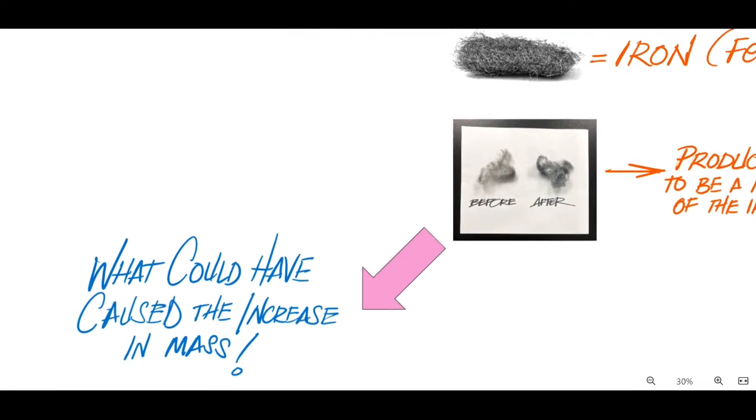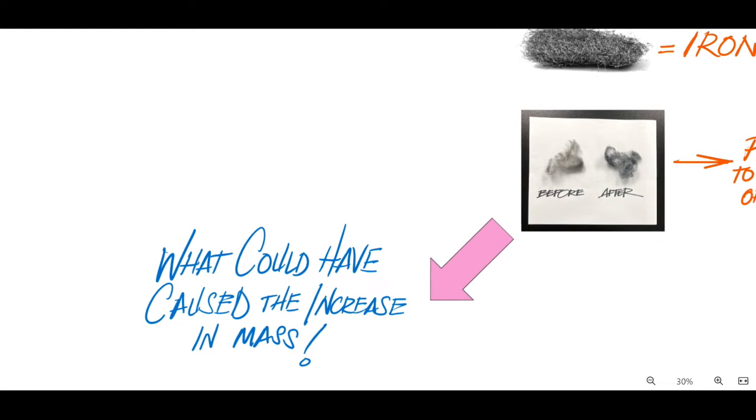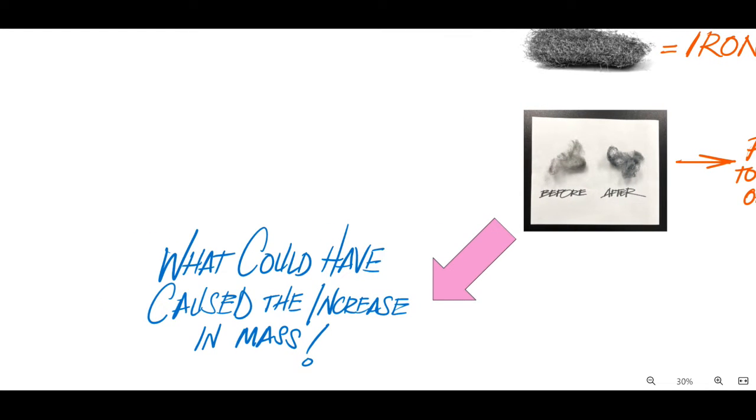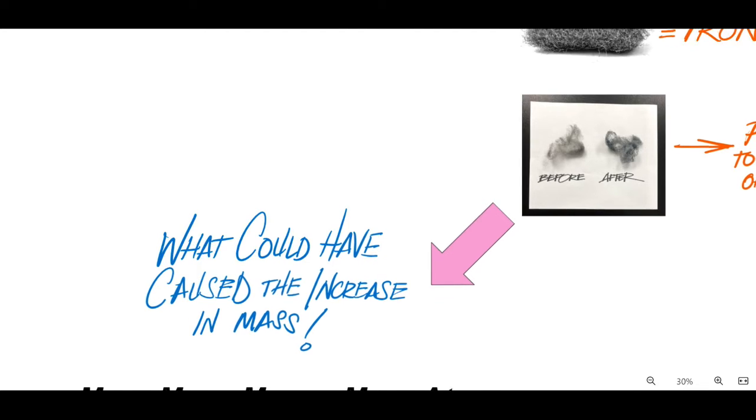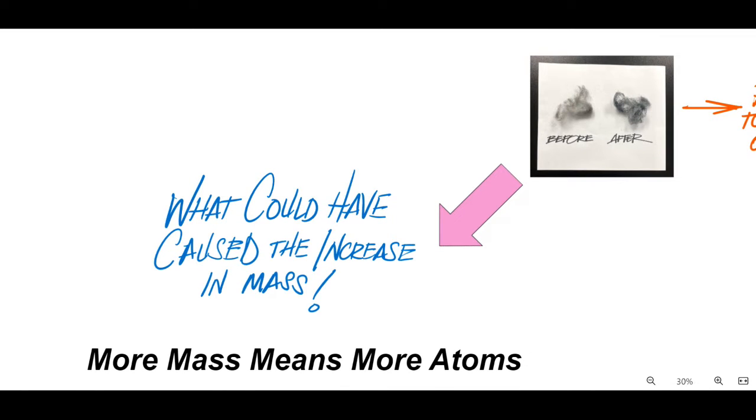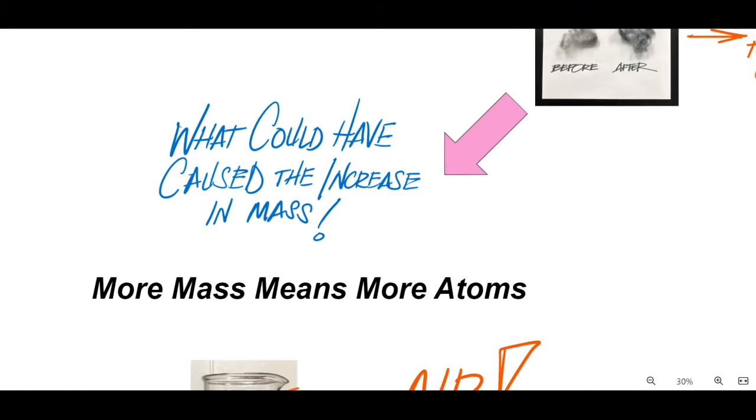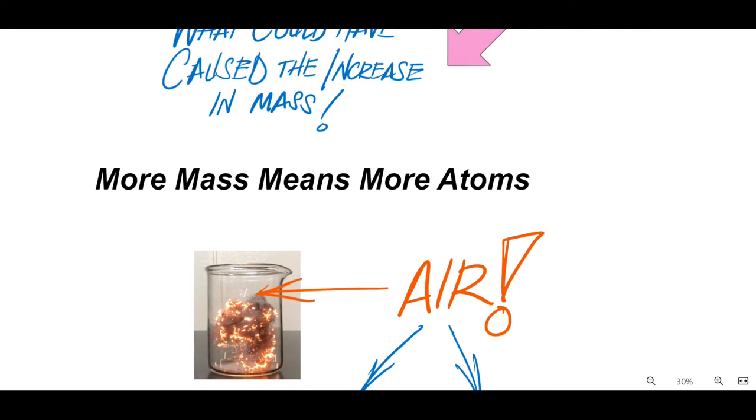Please remember that we saw an increase in mass when we watched the video of this reaction on the scale. Ask yourself a question: where could that extra mass have come from? It's important to remember that more mass means more atoms. And there's really only one place where those extra atoms could have come from, because I certainly didn't add them to the beaker, and that would be the air.